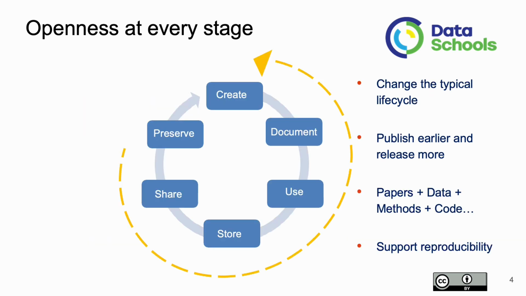We also mentioned in previous sessions why it is important that data should be made available openly. The ideal is to make data available at every stage of the data lifecycle. This will change the manner in which the lifecycle flows, as researchers will publish their data earlier and will publish more. These publications will include papers, data, methods, and code used, and will support reproducibility.